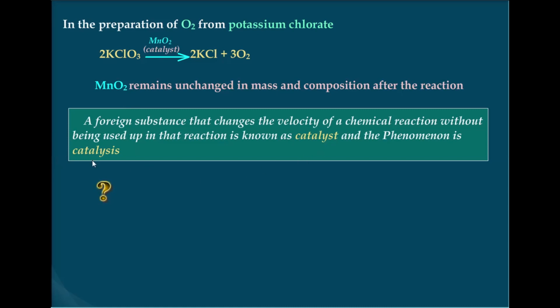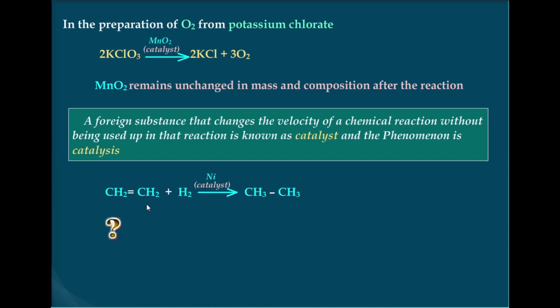So what is a catalyst? What is the phenomenon of catalysis? A foreign substance that changes the velocity of a chemical reaction without being used up in that reaction is known as a catalyst, and the phenomenon is catalysis. Or, substances which accelerate the rate of a chemical reaction and themselves remain chemically and quantitatively unchanged after the reaction are known as catalysts, and the phenomenon is known as catalysis. So this is a sentence written in your NCERT textbook.